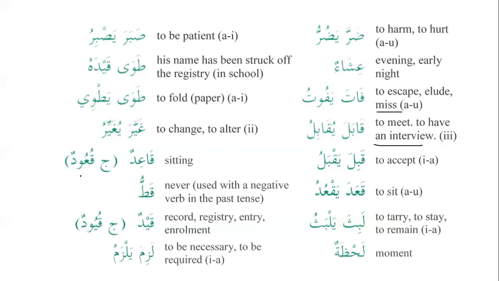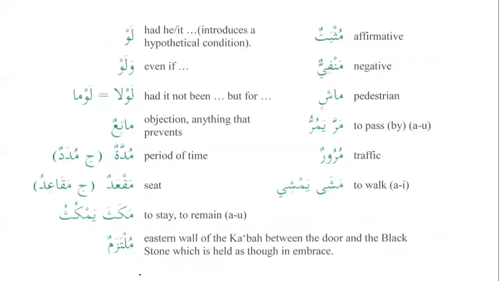Qa'idun, sitting, and it's on the pattern of fa'ilun, and the plural is qu'udun. Qabila yaqbalu, and then we have istaqbala yastaqbilu for number 10, to accept. Qattu, we have discussed it, never, and it is always used with the past tense. Qa'ada yaq'udu, to sit. And then we have qaydun, and the plural is quyudun. So it also has several meanings like record or registry, entry, or enrollment. Labitha yalbathu, to tarry or to stay or to remain. Lazima yalzamu, to be necessary, to be required. And then we have lahzatun, moment.